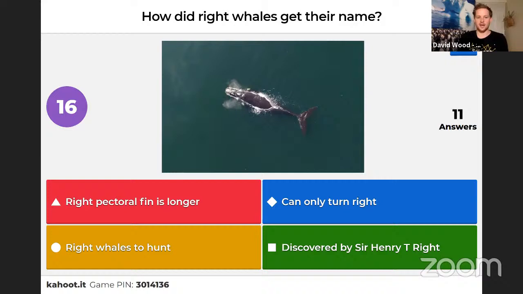How did right whales get their name? Because of their right pectoral fin, because they can only turn right, because they're the right whales to hunt, or they were discovered by Sir Henry T. Wright. Get those answers in. A few seconds left.